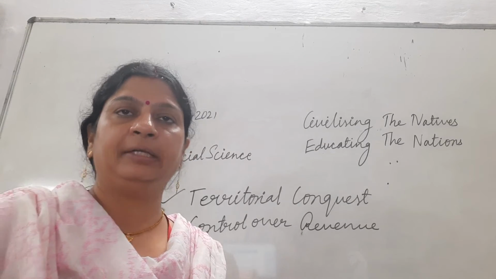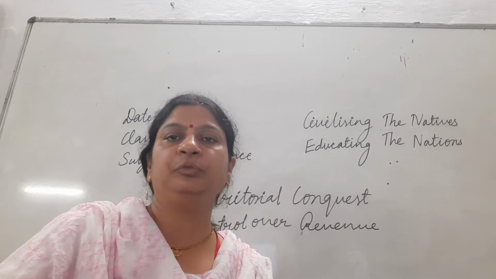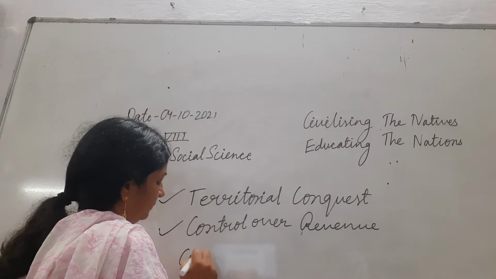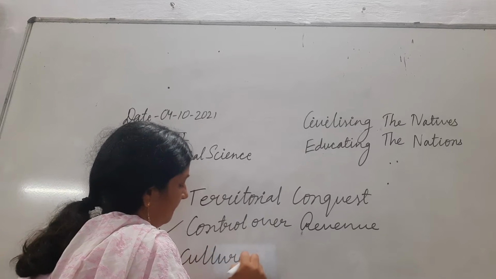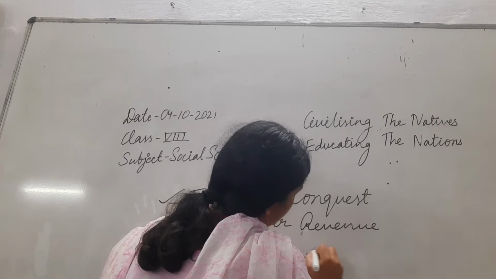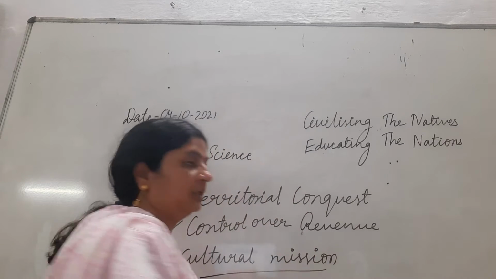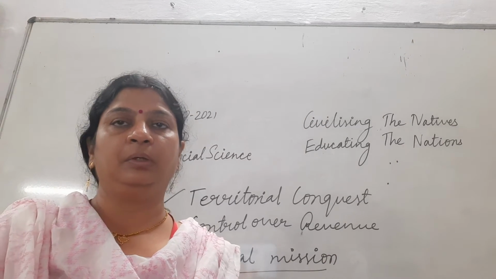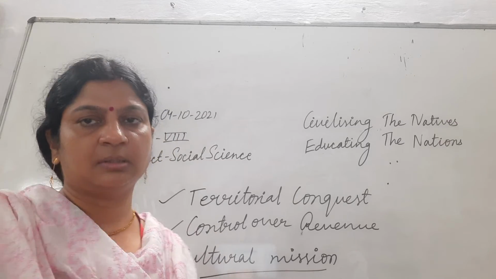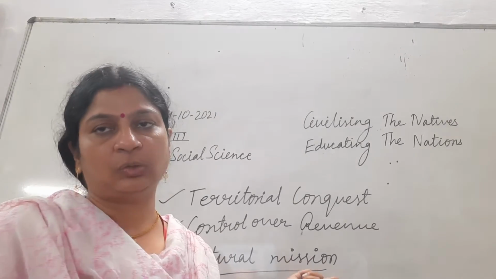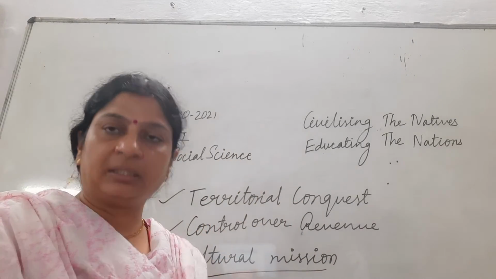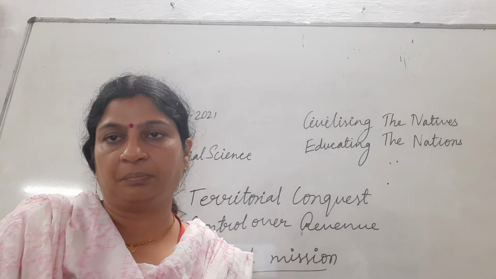What we find is that the British were of the opinion that they had a cultural mission also. They are on a cultural mission in India. Because the whole chapter revolves around this topic, this cultural mission of the British. That's why the name of the chapter is Civilizing the Natives, Educating the Nation.